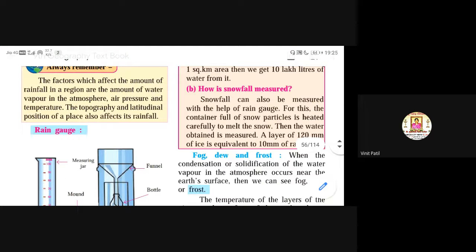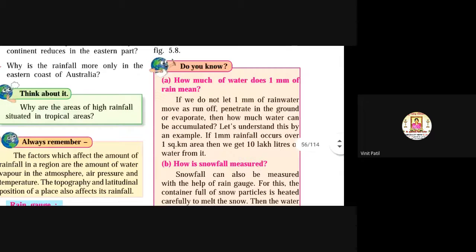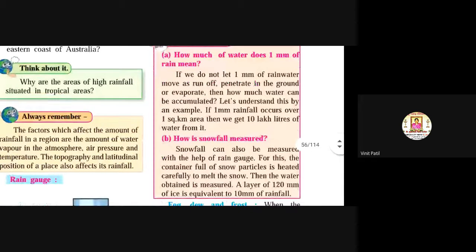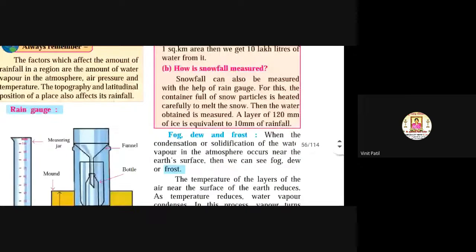How is snowfall measured? We just saw what 1 mm of rain means, and now we'll see how snowfall is measured. Snowfall can also be measured with the help of a rain gauge. For this, a container full of snow particles is heated carefully to melt the snow. Then, the water obtained is measured. A layer of 120 mm of ice is equivalent to 10 mm of rainfall. So guys, you understand? Basically, snowfall can also be measured with the help of a rain gauge.